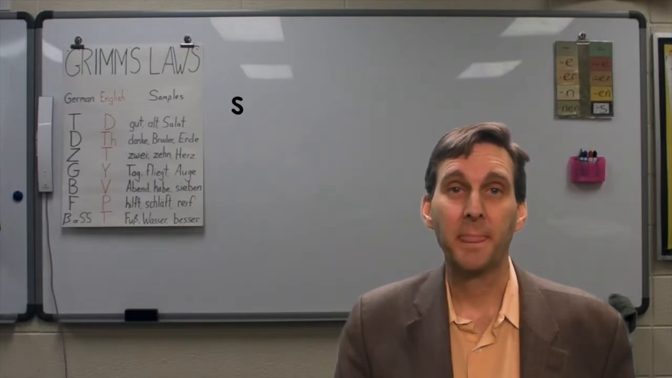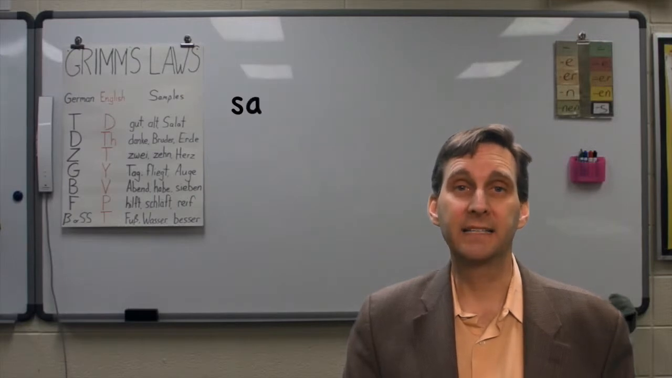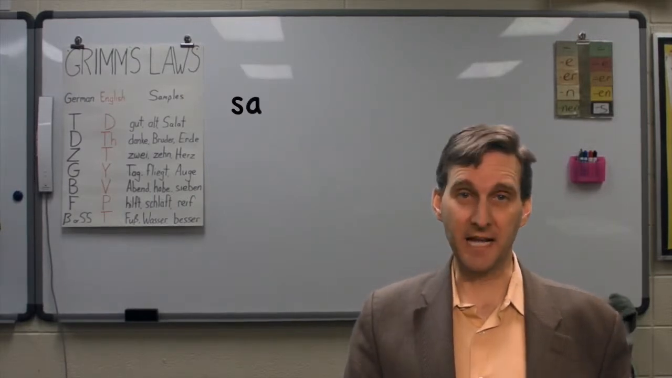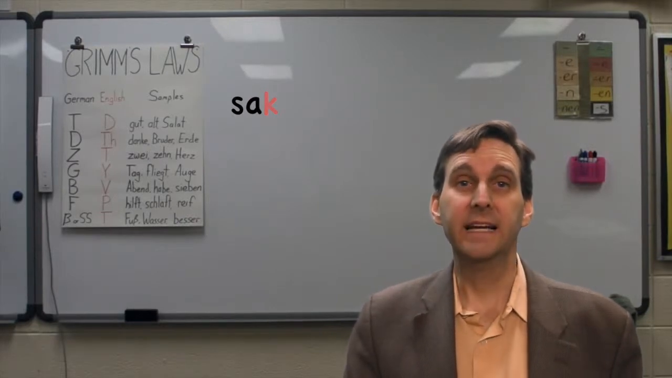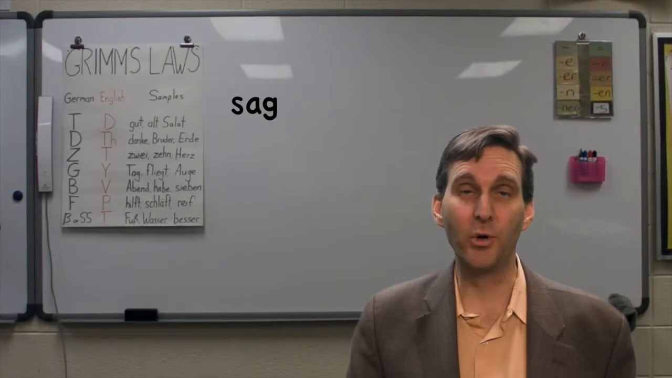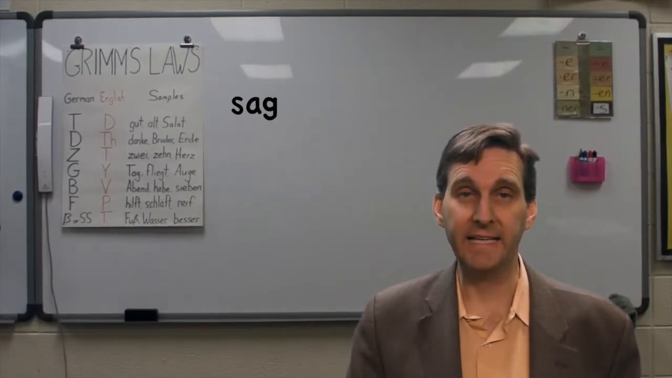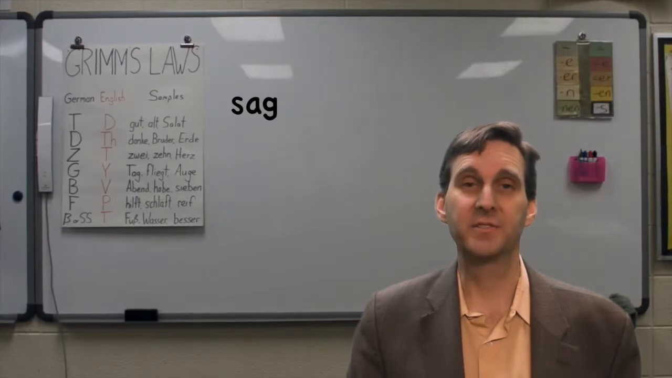So s. Then we have a. Well, yes, that's just an a. Then we have a k sound, zak. Now that sounds like a K, and I suppose it could be written with a K, but in this case it's written with a G. A G at the end of a syllable might sound like a K at times, it just depends. And here it does. So zak.